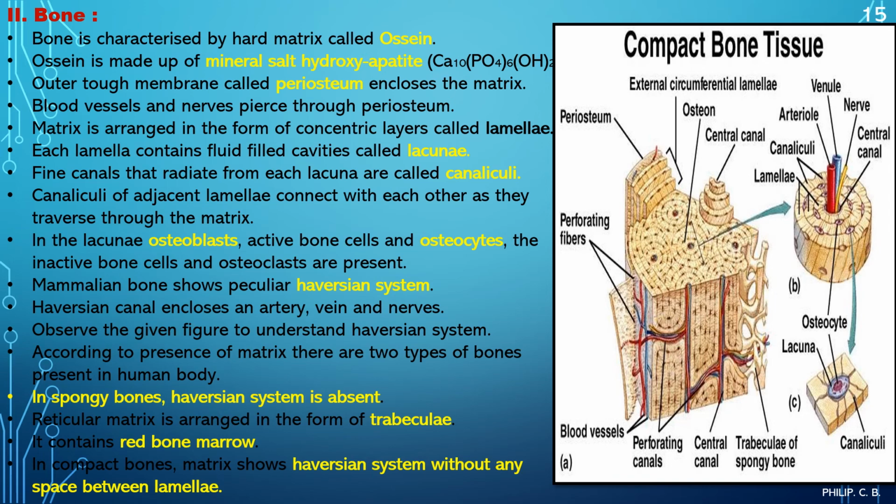In compact bones, the matrix shows Haversian system without any space between the lamellae. That is the case in matured bones, or in us, mammalian bones, which are mostly compact. You can see the figure again. Compact bone, periosteum, perforating fibers, blood vessels, perforating canal, central canal, trabeculae of the spongy bone. Then external circumferential lamellae, osteon, central canal. Also you can see part B of it: lamellae, canaliculi, arteriole, venule, nerve, central canal, and again individual lacunae, osteocyte and canaliculi.